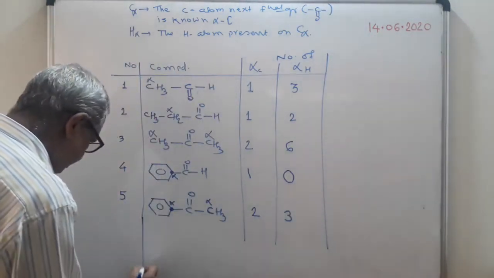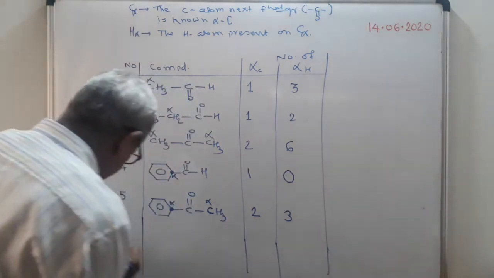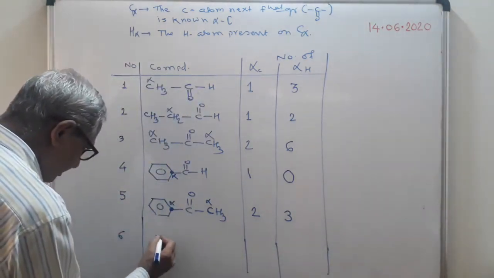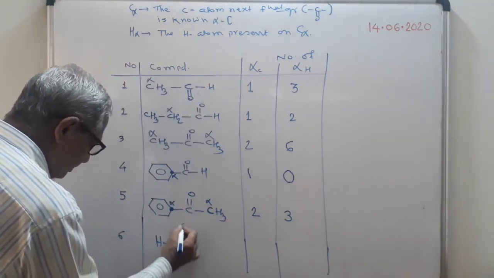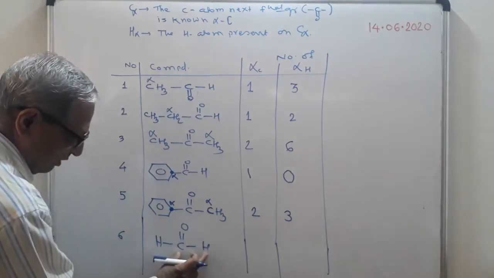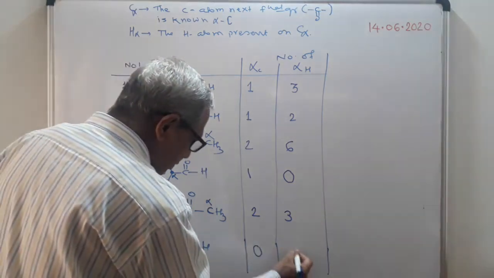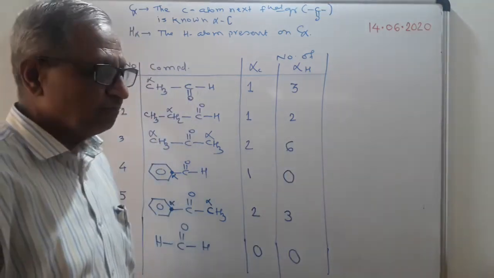Last example, formaldehyde. Formaldehyde is H, C double bond O, H. This is your functional group. There is no alpha carbon, therefore there is no question of alpha hydrogen.